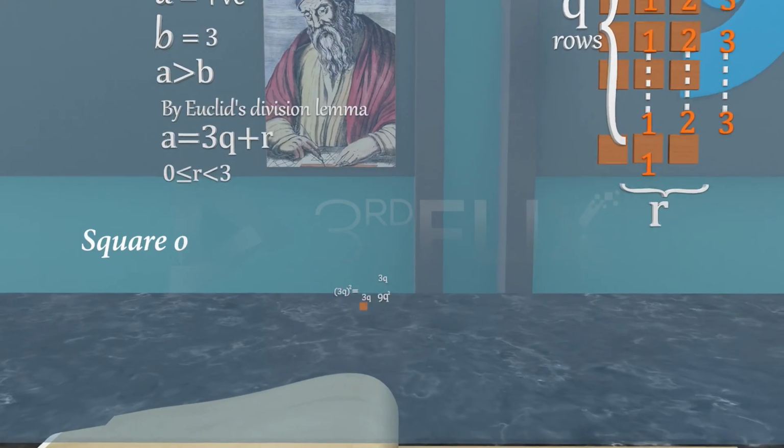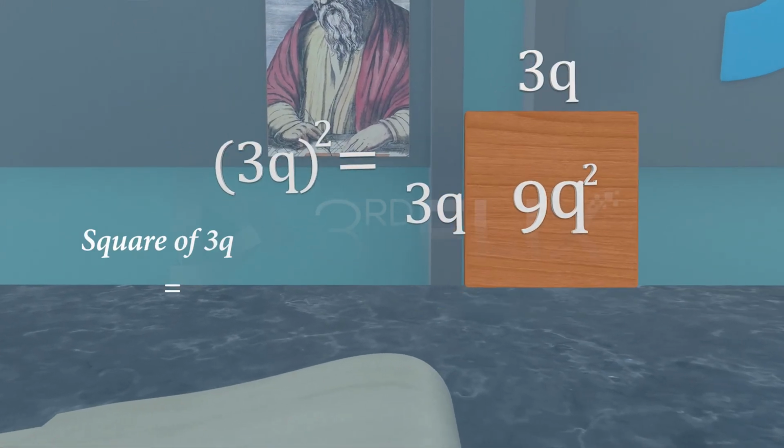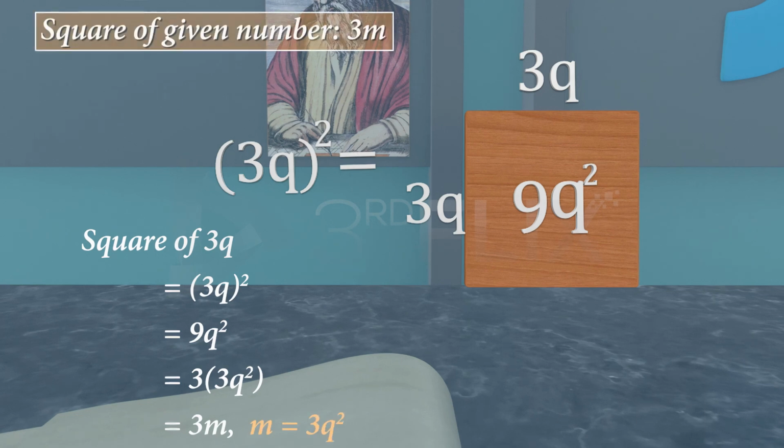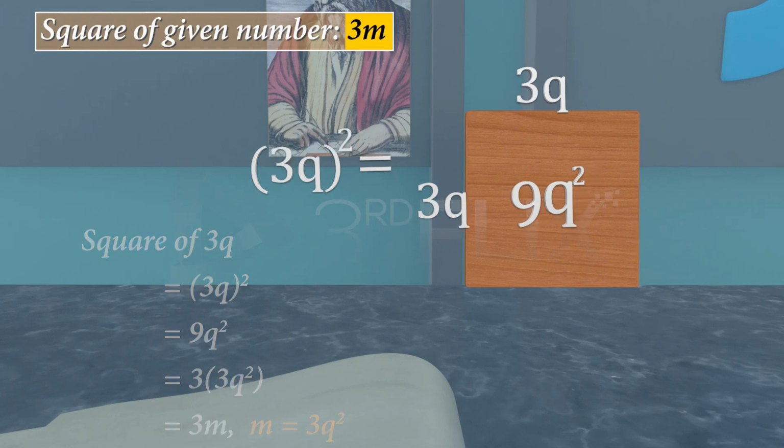Now, the square of 3q is equal to 3q whole square, which is equal to 9q square, equals 3 into 3q square, which is equal to 3m, where m equals 3q square. Therefore, the square of 3q is of the form 3m for some integer m.